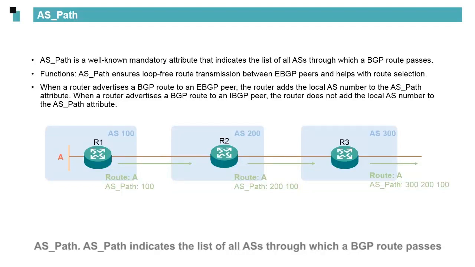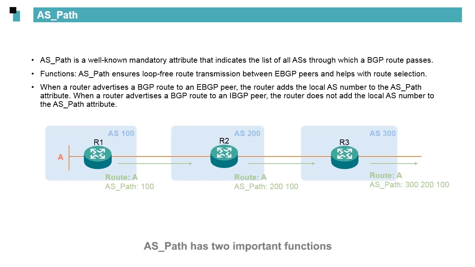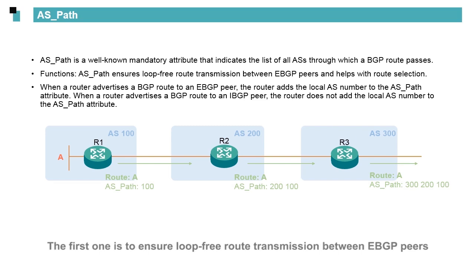AS path. AS path indicates the list of all ASs through which a BGP route passes. AS path has two important functions. The first one is to ensure loop-free route transmission between eBGP peers, and the other function is to help with route selection. When the router advertises a BGP route to an eBGP peer, the router adds the local AS number to the AS path attribute.